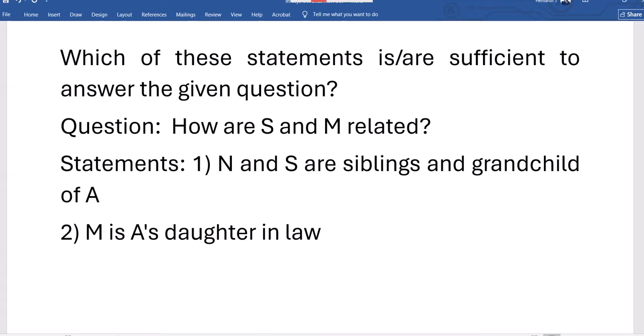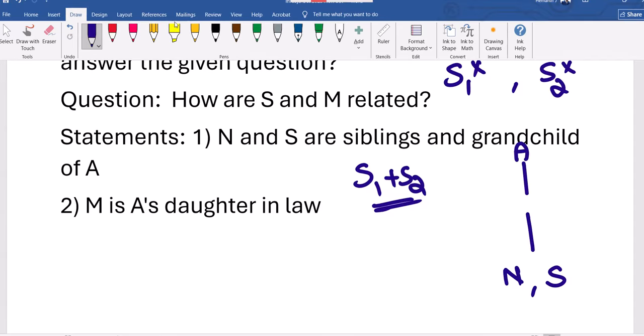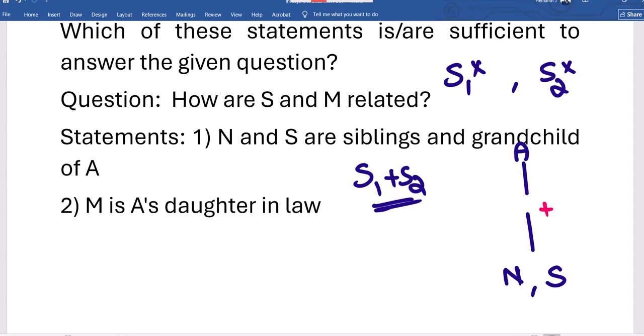Now we have to go for together. Together may be or may not be. We'll draw the diagram and then decide. If we take both pieces of information, N and S are siblings and are grandchildren of A. And they mention M is A's daughter-in-law. So A has some son whose wife is M. Fine. Now how are S and M related?